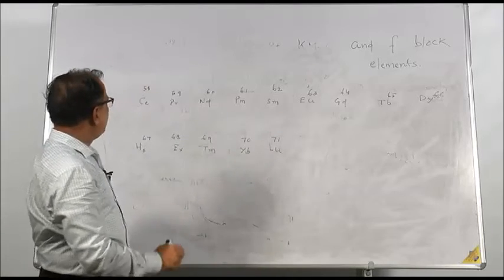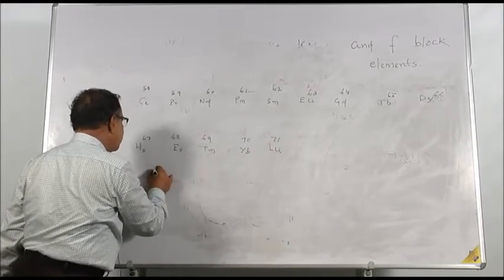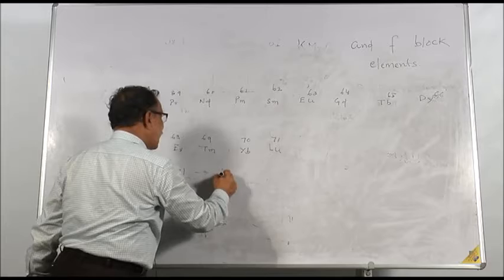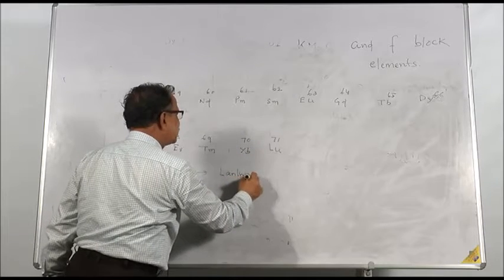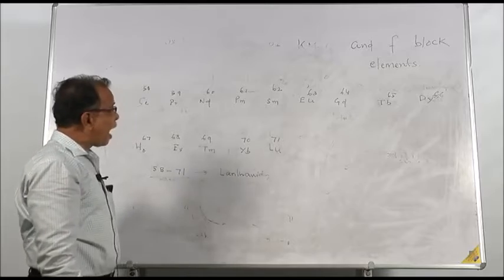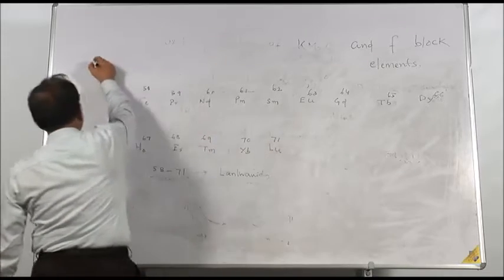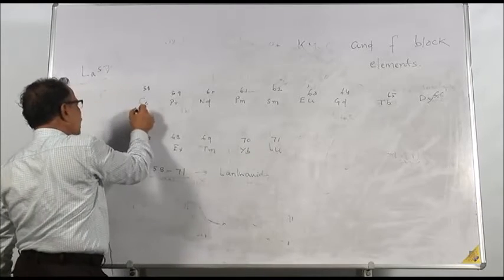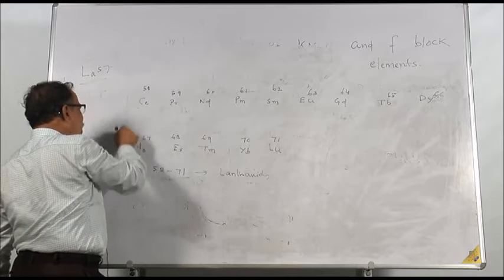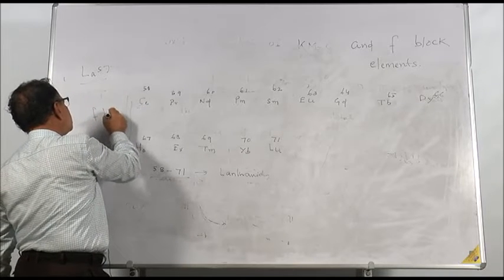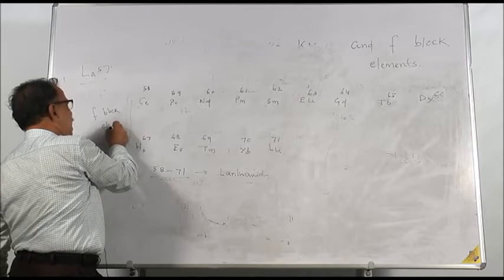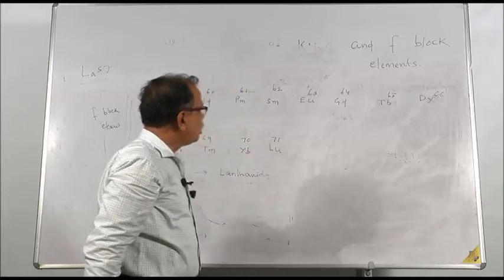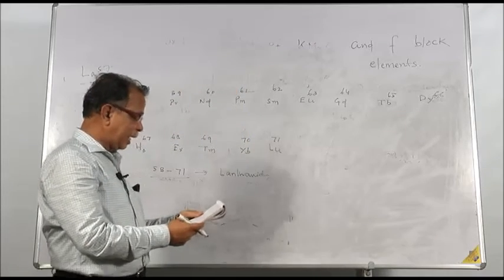Then the elements with atomic numbers 58 to 71 are called lanthanides because they come after the element lanthanum. Lanthanum is 57, which is a d block element. After lanthanum, the electron goes to f, so these are all F block elements, and hence they are known as lanthanides because these elements come after lanthanum.